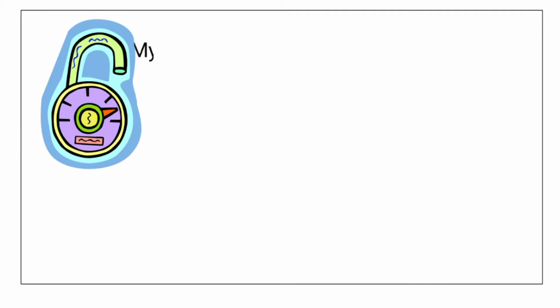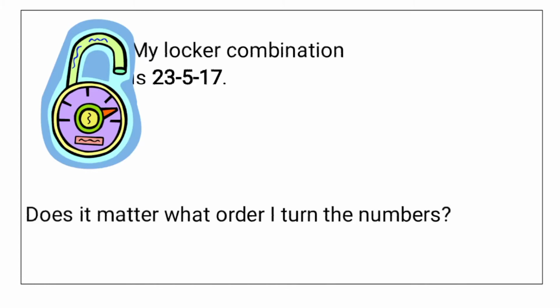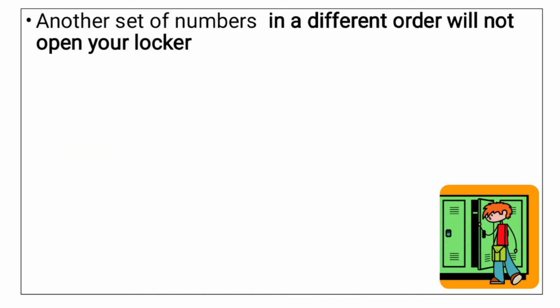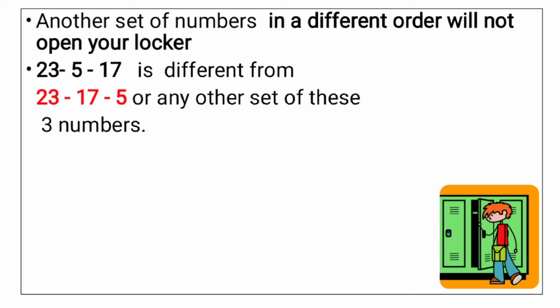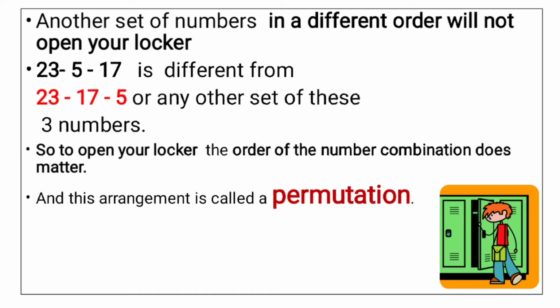My locker combination is 23, 5, and 17. Does it matter what order I turn the numbers? Well, another set of numbers in a different order will not open your locker. Why? Because 23, 5, 17 is different from 23, 17, and 5, or any other set of these 3 numbers. So to open your locker, the order of the number combination does matter. This arrangement is called permutation.